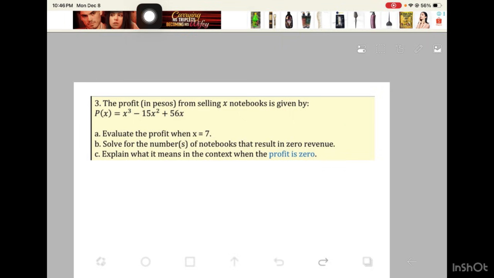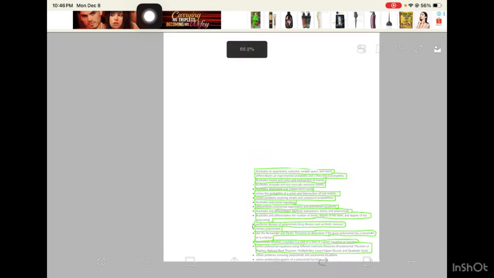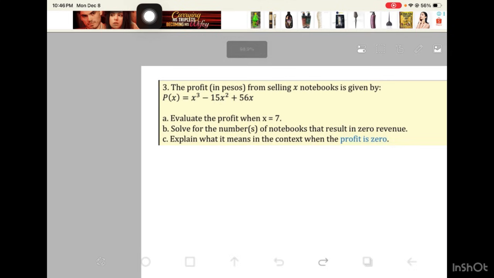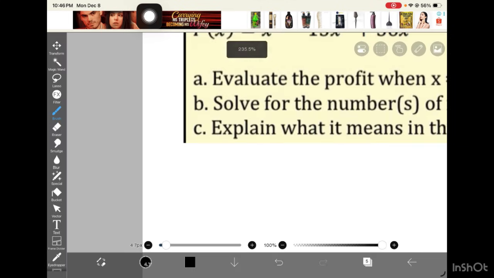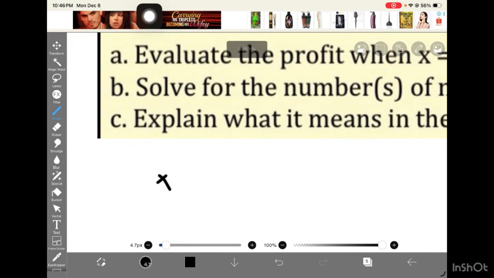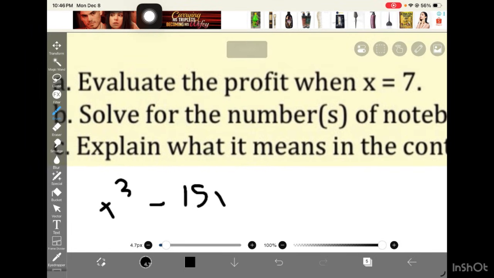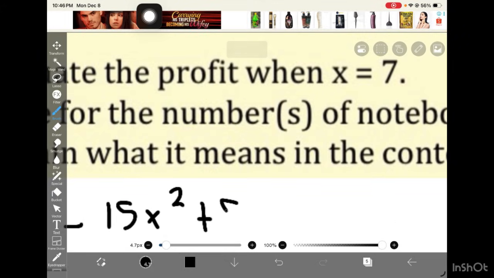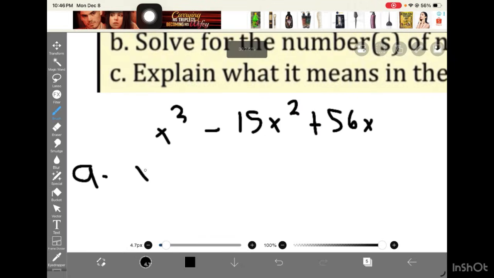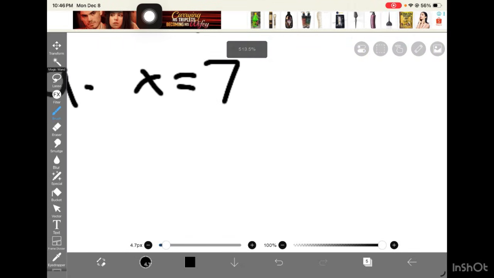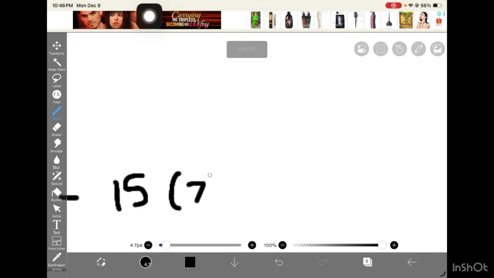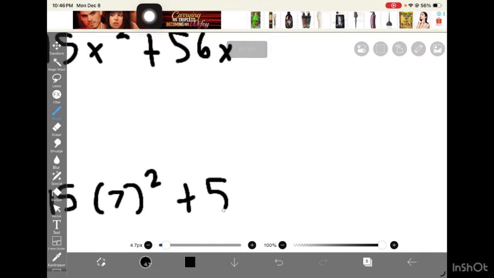Okay, so last problem. This is solving problems involving polynomials and polynomial equations. So this is actually functions, but it's basically the same thing. So the profit made in pesos from selling x notebooks is given by x cubed minus 15x squared plus 56x. So for letter A, we want to find the profit if x equals 7. So this is equal to 7 raised to 3 minus 15 times 7 squared plus 56 times 7.